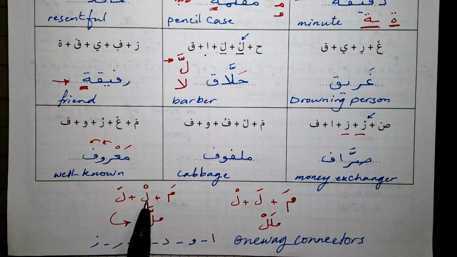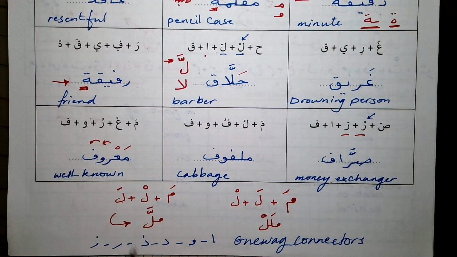So, in order to combine these two lams into one lam and add shadda, the first one has to have sukoon, and the second one has to have a haraka. Any haraka: fatha, dhamma, kasra. In this case, we have fatha.